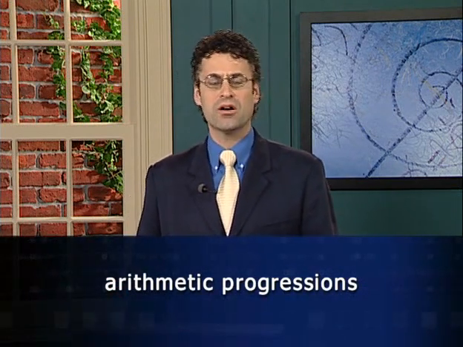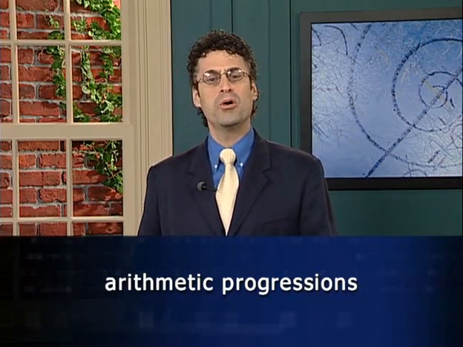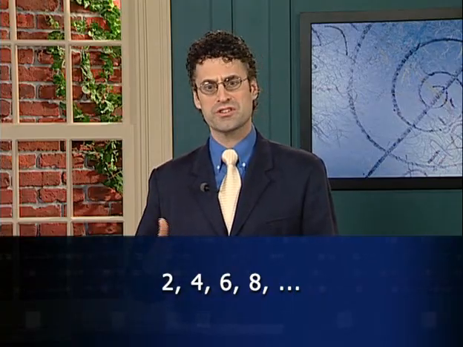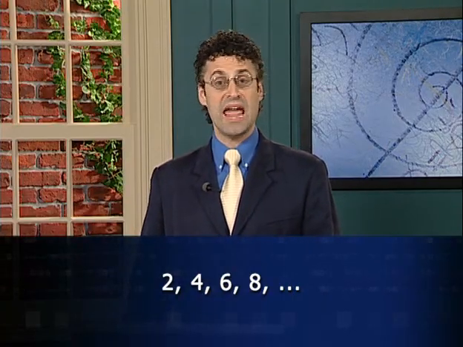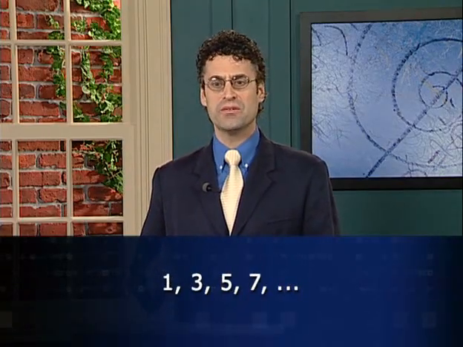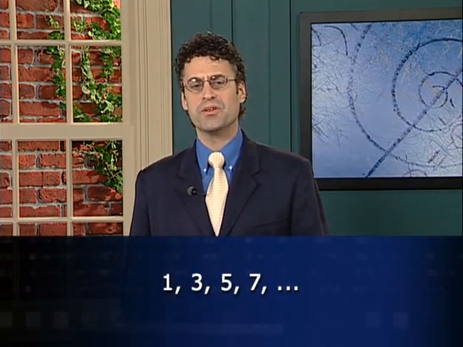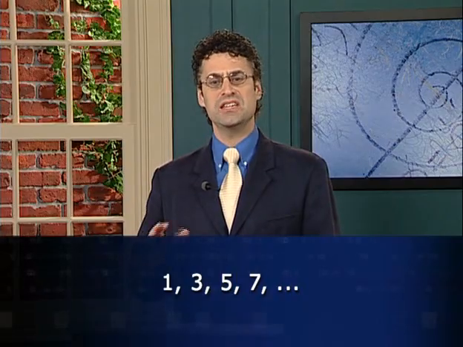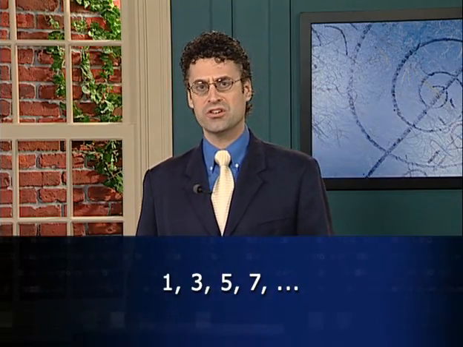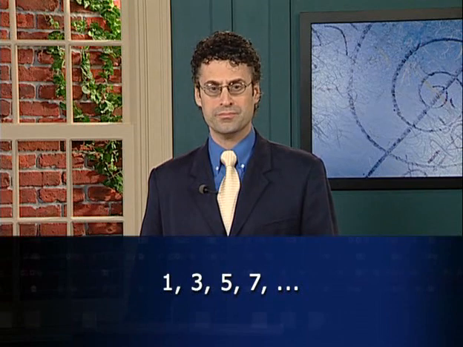Arithmetic progressions are lists of numbers for which the difference between any two adjacent terms is always the same value. Both the even numbers, 2, 4, 6, 8, and so on, and even the odd numbers, 1, 3, 5, 7, and so forth, are examples of arithmetic progressions, because in each case, any two adjacent terms differ by 2. These arithmetic progressions of numbers are central and important objects within the study of numbers and will remain with us throughout our studies.